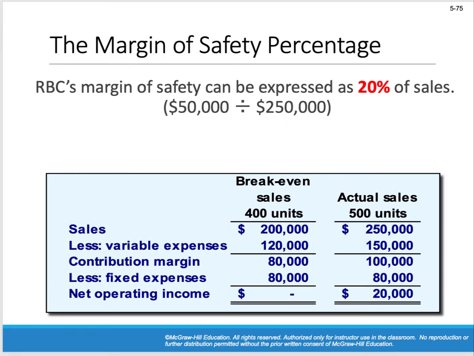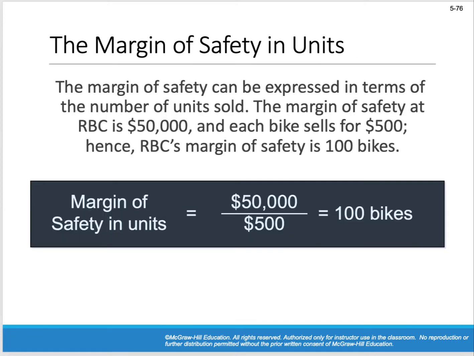Okay? So let's look at it as a percentage. For RBC, the margin of safety, we can express this as 20%. How did we get that? Very simply, we took the margin of safety in sales dollars, $50,000, and divided it by the total sales, $250,000. Again, we say that sales can drop by 20% before we're either going to break even or we're going to incur a loss.